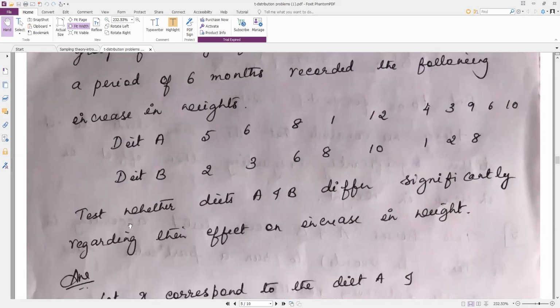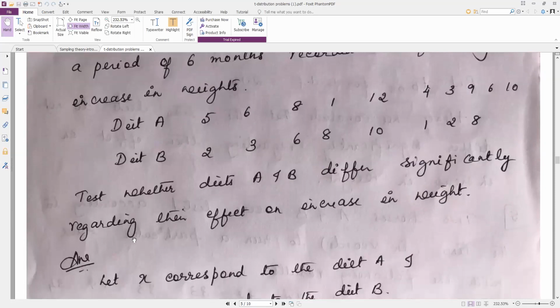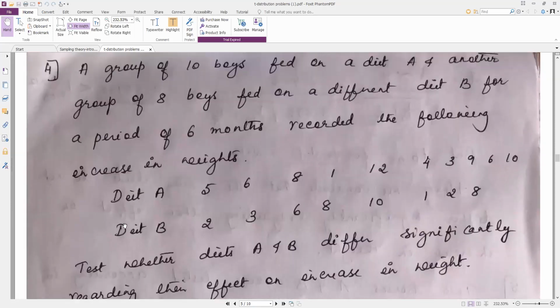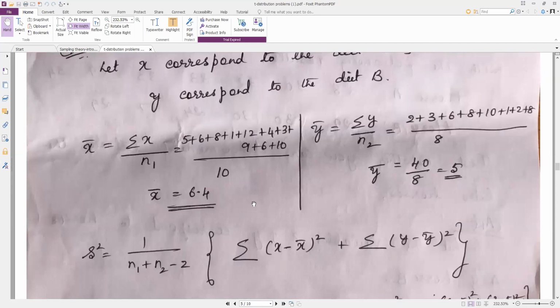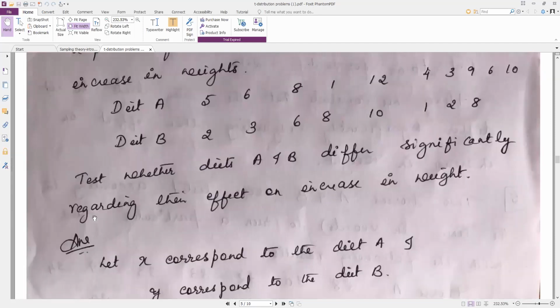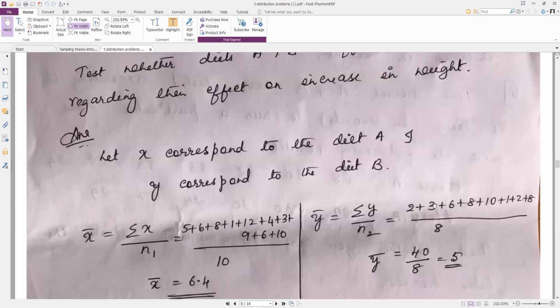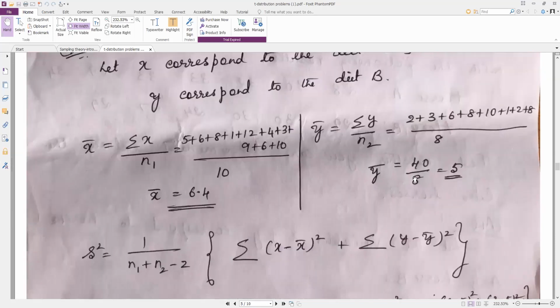Diet A, diet B. Test whether diet A and B differ significantly regarding the effect on increase in weight. Let X correspond to diet A, Y correspond to diet B. So here the two diets are given. Calculate X bar, calculate Y bar. You know how to calculate X bar: the mean is the sum divided by the number of values. So we'll get X bar, Y bar.